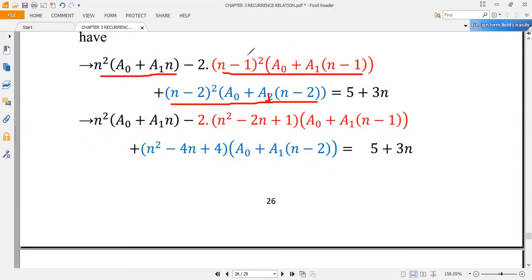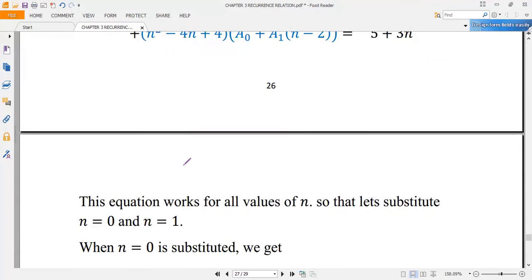When you expand (n - 1) squared and (n - 2) squared, you will get this one: n squared times (a0 plus a1 n) minus 2 times (n squared minus 2n plus 1) times (a0 plus a1 times (n - 1)) plus (n squared minus 4n plus 4) times (a0 plus a1 times (n - 2)), which is equal to 5 plus 3n. This equation is satisfied for every value of n.